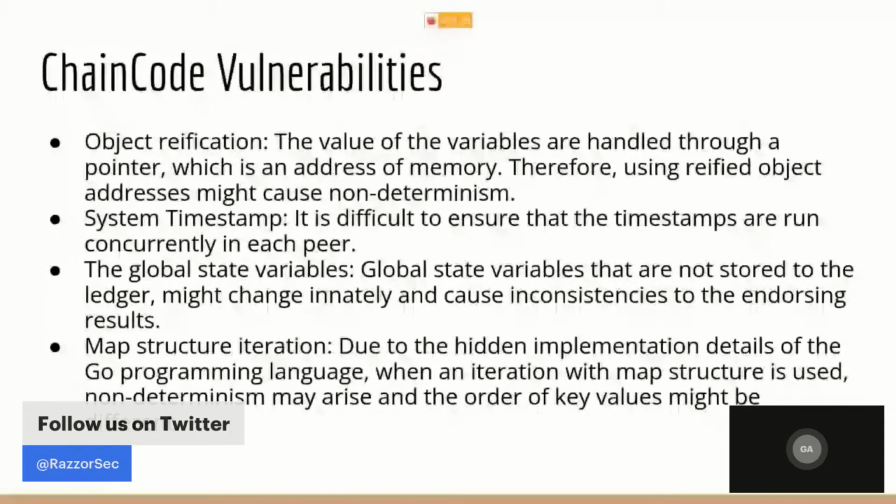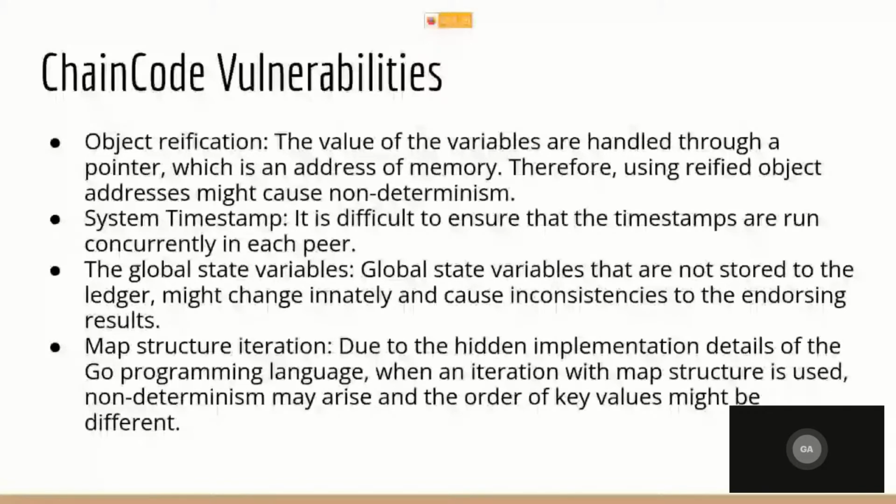So when you look at these vulnerabilities, the object reification, this is an attack vector possible through a pointer. Using reified objects can cause non-determinism and create race conditions. Global variables which are not stored on the ledger can also introduce inconsistencies. When you use system timestamps, it is very difficult to ensure that the timestamps are run concurrently in each peer. And like we mentioned, map structure iteration.